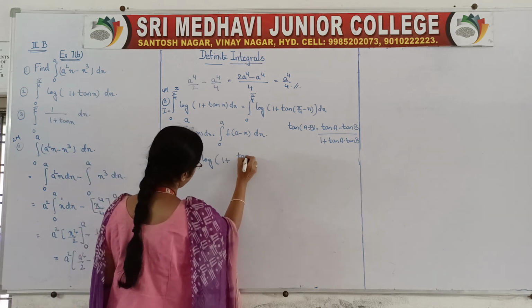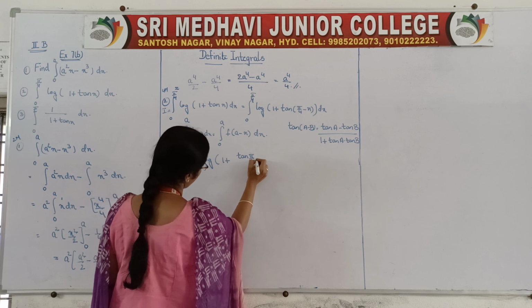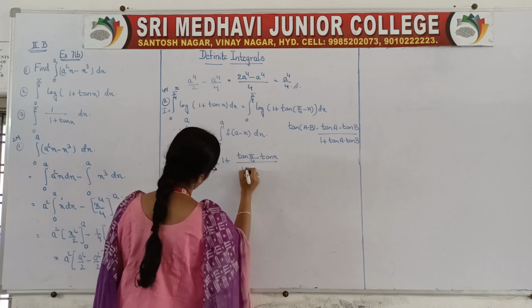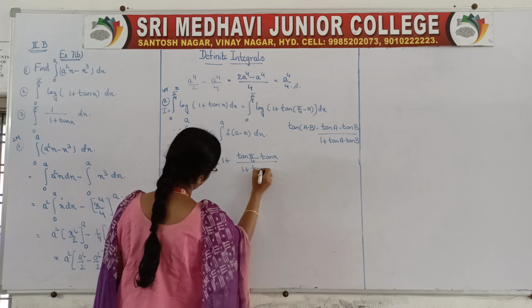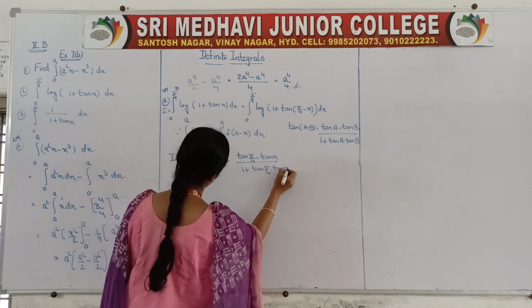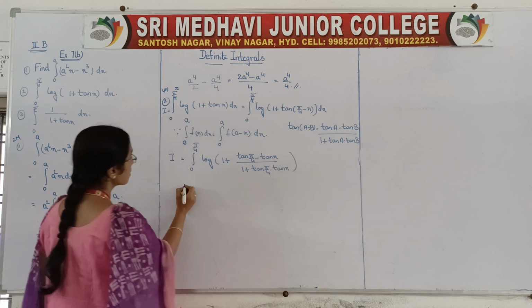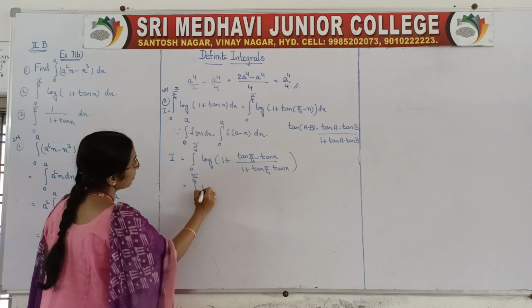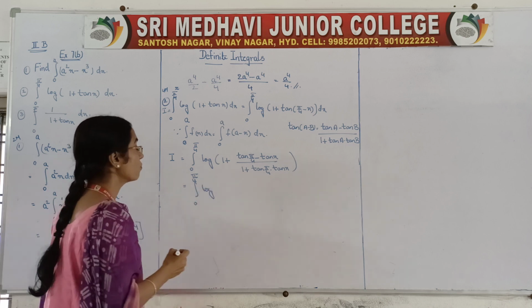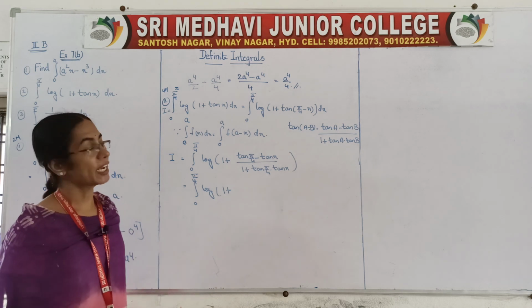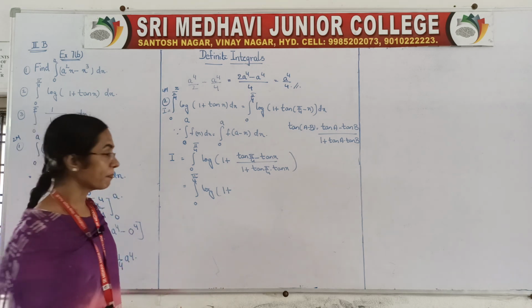So it is tan A, that is pi by 4, minus tan x, by 1 plus tan pi by 4 into tan x. Okay, next is equal to the integral from 0 to pi by 4 of log of 1 plus, tan pi by 4, tan 45 is 1, right?